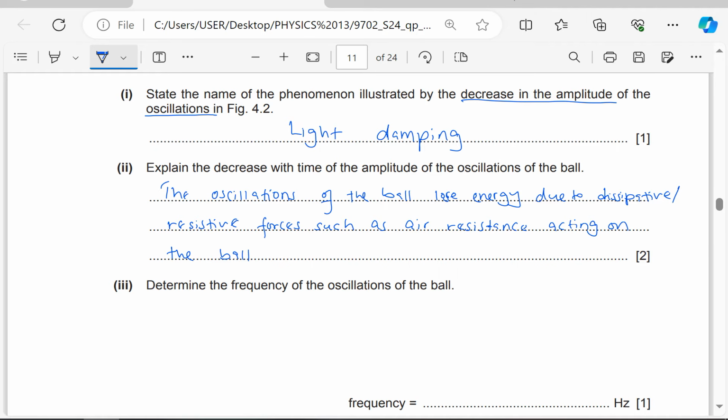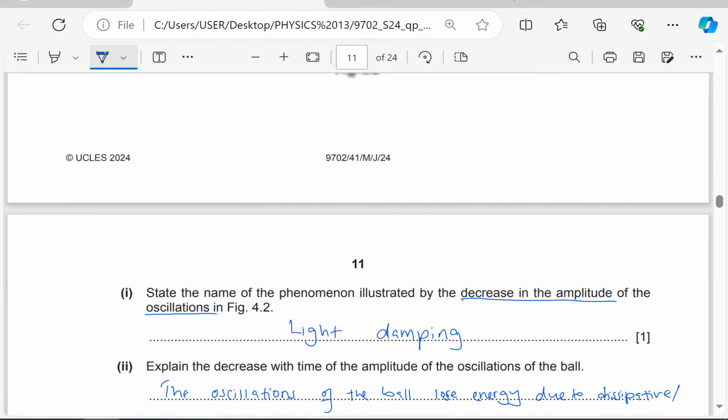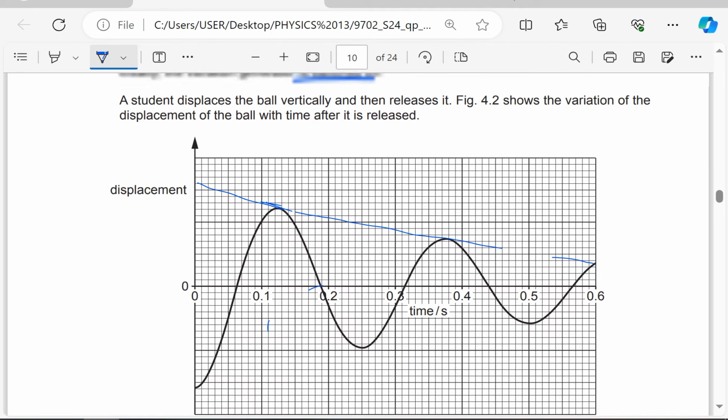Then determine the frequency of the oscillations of the ball. So frequency, of course, they have given us a graph of displacement against time. So frequency is simply the reciprocal of period, which will be 1 over. Let me find the period here. I'm looking for a simpler point to start from. If I start from, say, here, the complete cycle is here.